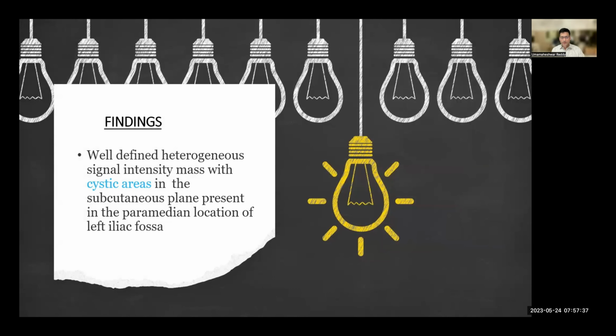Okay, the findings are a well-defined heterogeneous signal intensity mass with cystic areas in the subcutaneous plane, also invading and involving the abdominal wall muscle, seen in the paramedial location in the left iliac fossa.